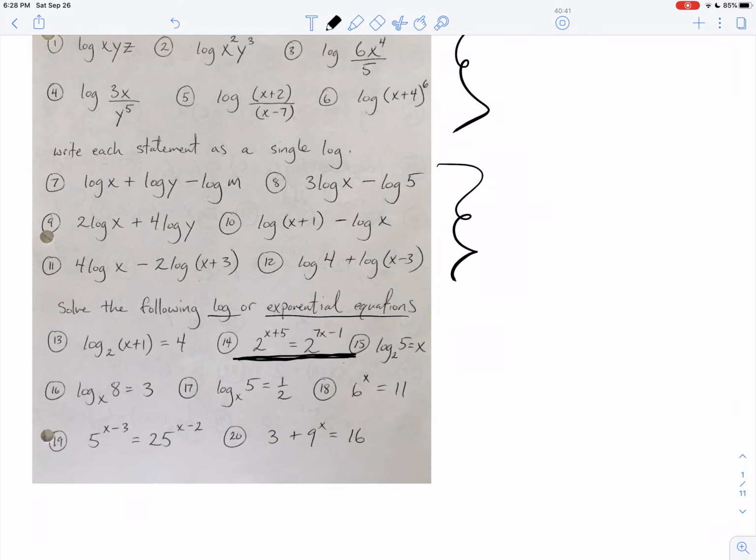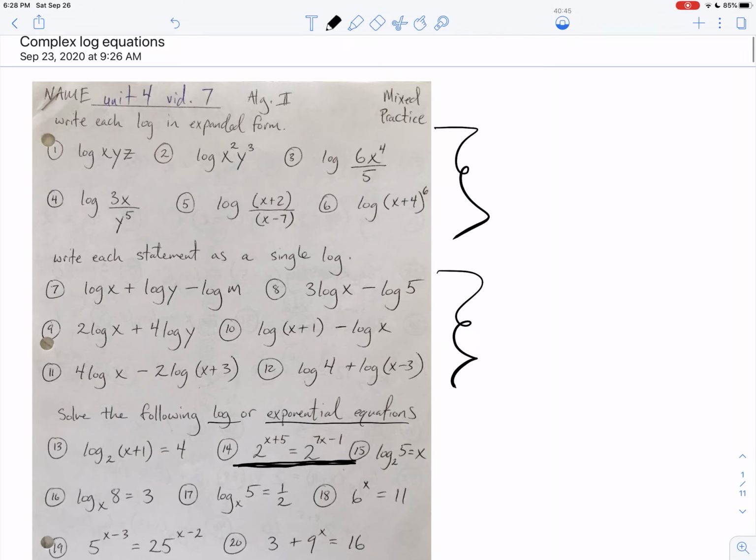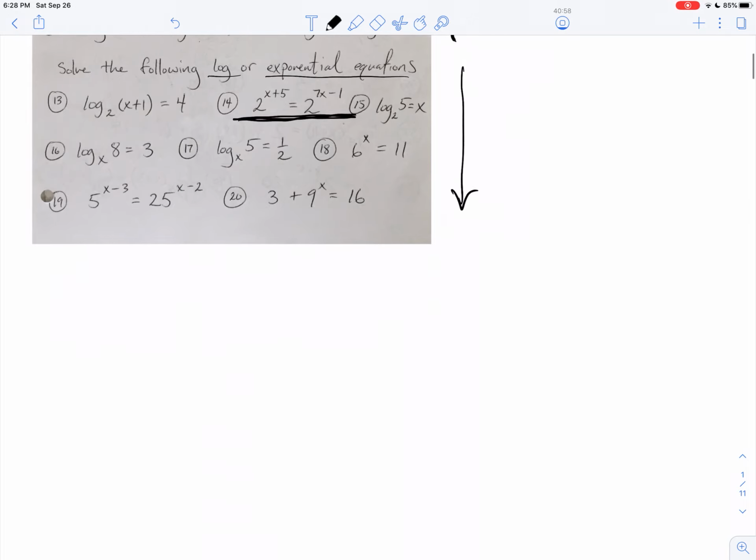Now, there's those problems. So like I said, this is review. It's going to be on your unit test. This is review, going to be on your unit test. This is a mixture of exponential equations and the topic we just covered, but it goes to 40.